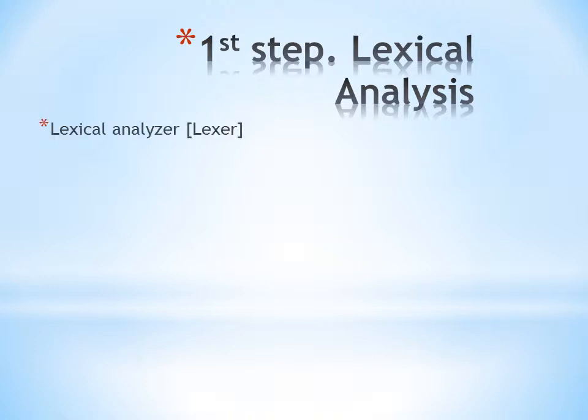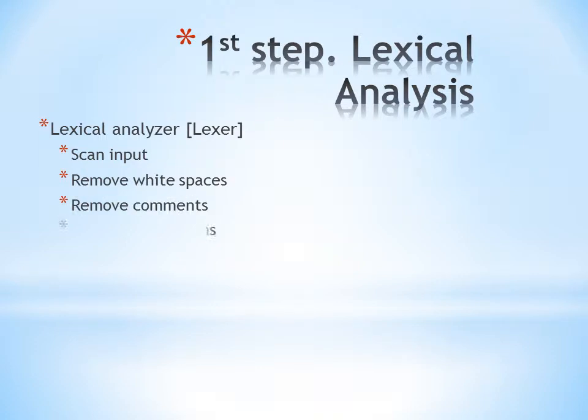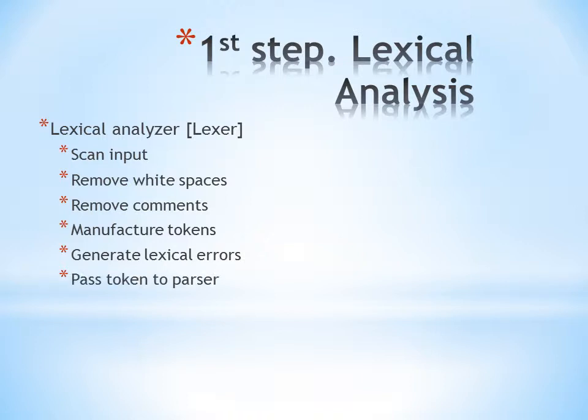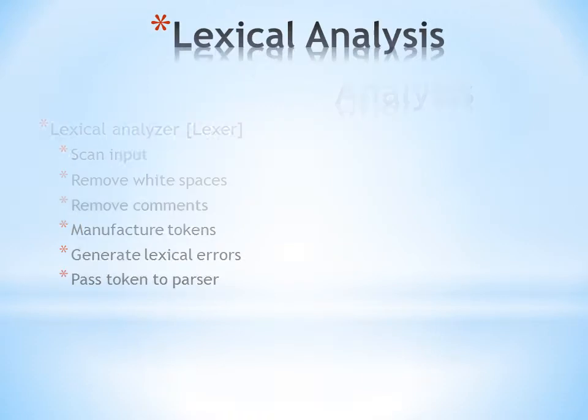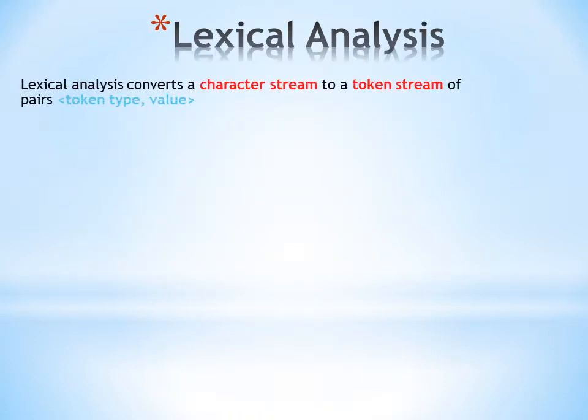A lexer first scans the input. It removes white spaces. Then it removes comments. Then it manufactures tokens. If there are any errors, it generates lexical errors. Finally, it passes the generated tokens to the parser. Lexical analysis converts a character stream to a token stream of pairs.